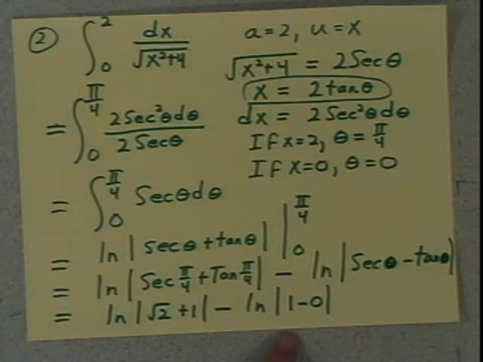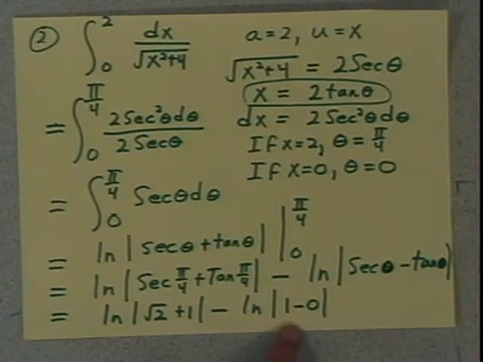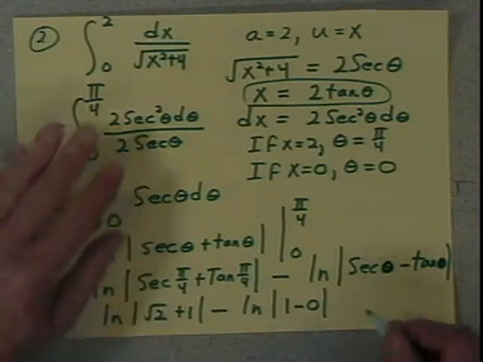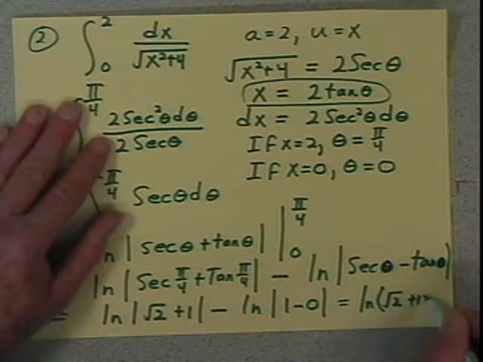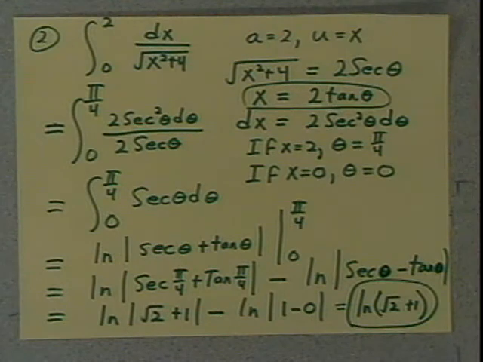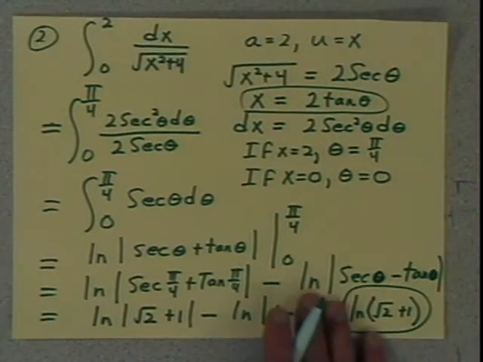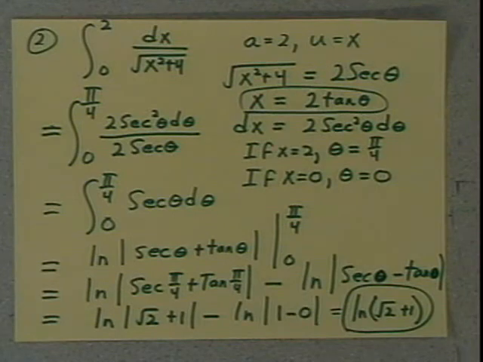Natural log of, there, 1. What's the natural log of 1? So what's the final answer? And since this is a positive number, I don't need the absolute value. And that is a numerical answer. It's called the natural log of the square root of 2 plus 1. Final answer to the value of that integral. Look at that. All here without scrolling.